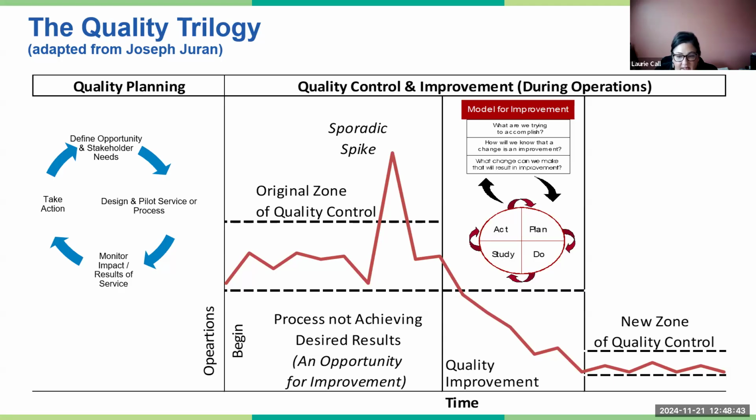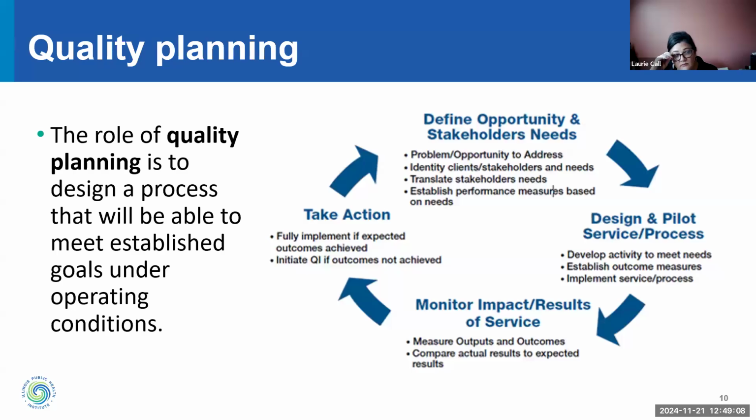Again, quality planning provides a system that's capable of meeting the quality standards that have been established based on your customers or whoever you're providing a service to. Quality control is used to determine when corrective action or some type of improvement is needed. And quality improvement seeks better ways of doing things, how we can improve and really get things back on track.